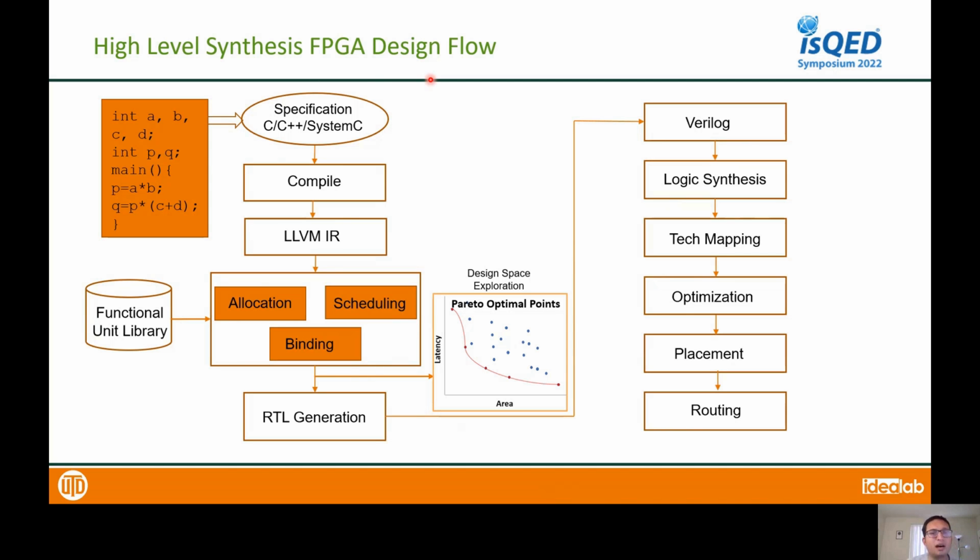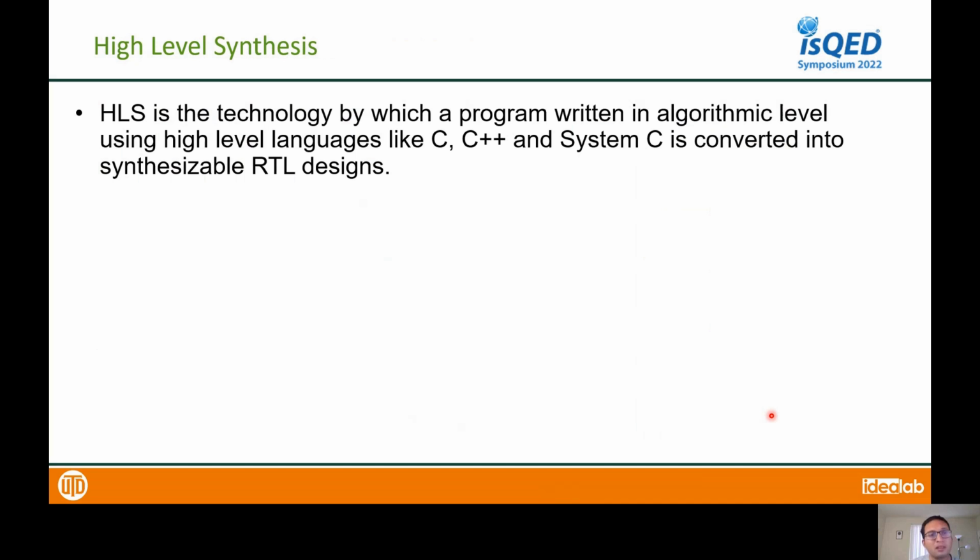In this slide, I have shown how a high-level language written in C, C++, or SystemC is converted into RTL and finally goes through the physical design flow. Initially the HLS code written in C, C++, or SystemC is compiled using a compiler into LLVM IR. Then the HLS tool performs resource allocation, scheduling, and binding to generate RTL code. And finally, the RTL code passes through the physical design flow consisting of logic synthesis, technology mapping, optimization, placement, and routing.